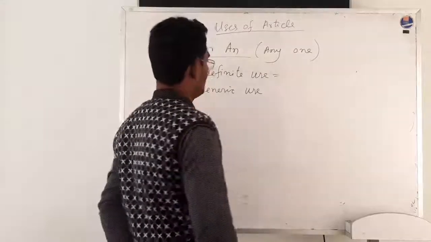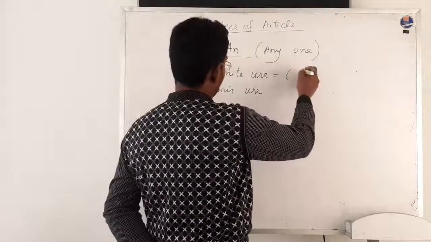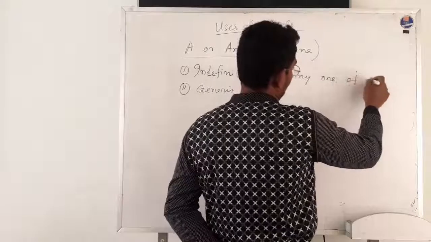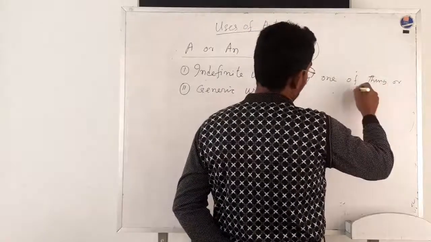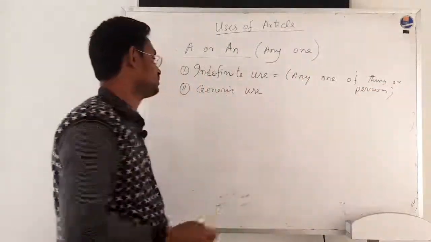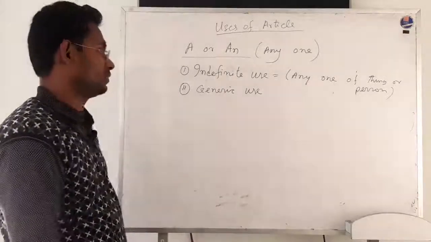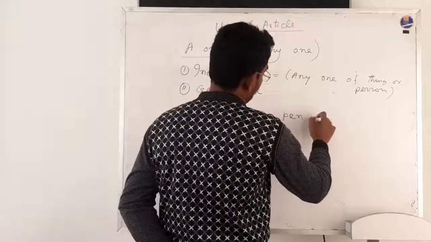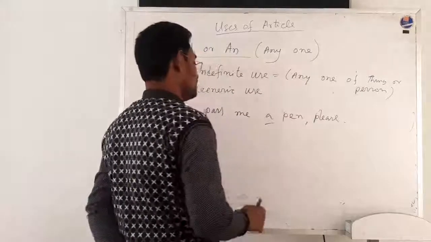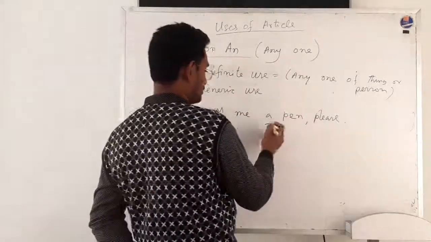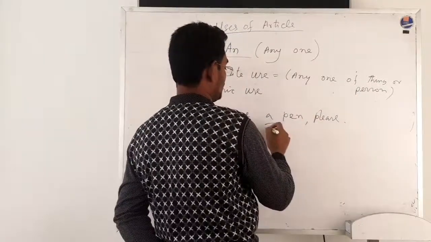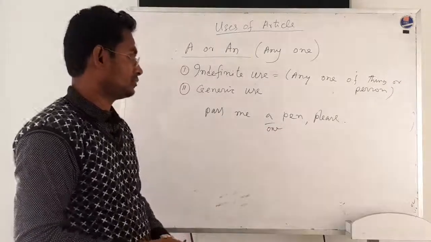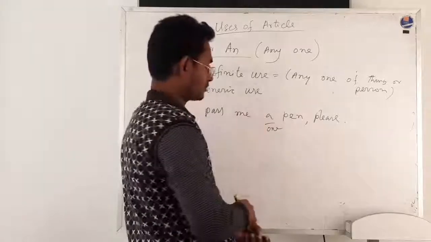Indefinite use means any one thing or person. People use a or an to indicate one person or one thing, for example, please pass me a pen. Please pass me any one. When the speaker does not know what pen or which pen they are seeking, we use a or an.